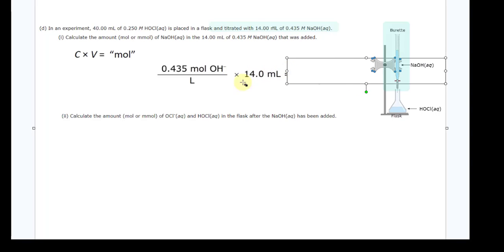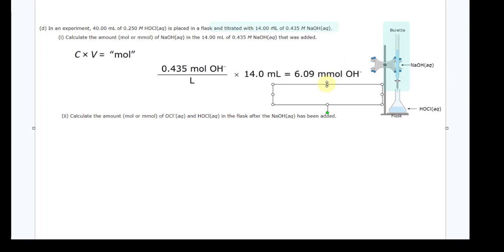Now you say, wait a second, you've got liters here and milliliters here. Fine. That's great. I can do that. I can cancel out the liters and liters, and I get millimoles. So I could just keep that unit just like this. There we go. 6.09 millimoles of hydroxide. The graders know what m stands for as a prefix. They know that stands for times 10 to the negative 3.